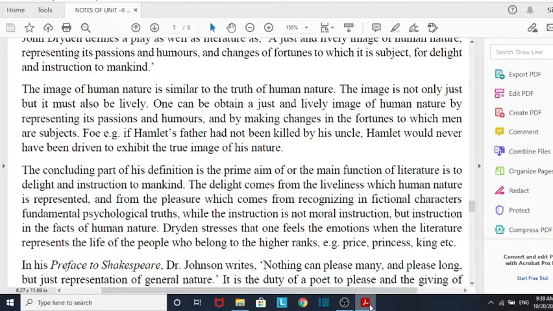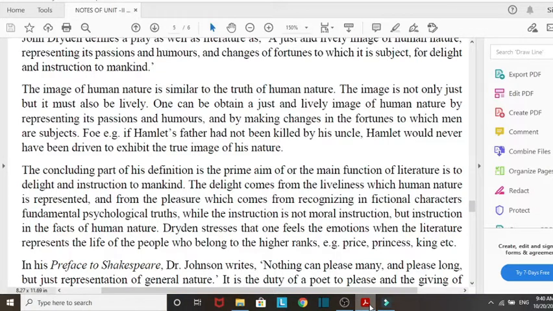Now let's start with the concluding part of his definition. It is very important and significant that the main function of literature is to delight and instruct mankind. Delight comes from the liveliness with which human nature is presented, and from the pleasure of recognizing fundamental psychological truth in fictional characters, while the instruction is not moral instruction but instruction in the facts of human nature. So Dryden says that one feels emotions when literature presents the life of people who belong to the higher ranks, for example prince, princess, king, etc.